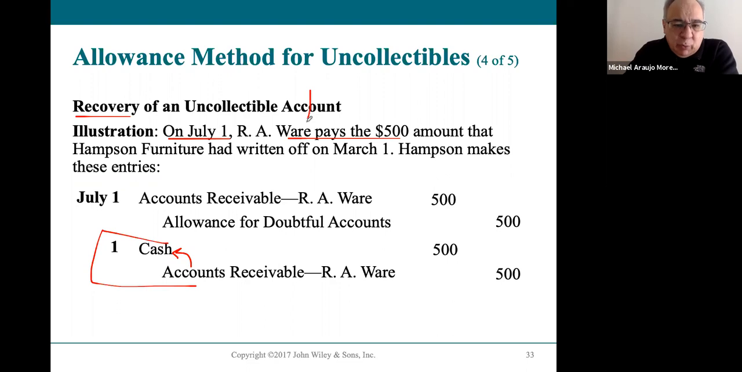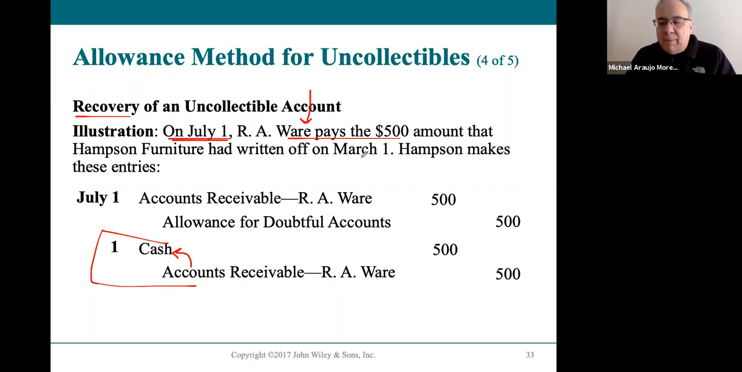Now, would this really happen? Would someone like an RA Ware show up a few months later and pay a bill that they owe for so long? Yes, it would happen. Why is that? Because when you look at these receivables, it's a business to business transaction, right? You and I are not going to be able to go into a store, grab a bunch of stuff, and say, "Yeah, I'll pay you later." Right? We'll be in handcuffs. So these are businesses doing business with other businesses who decide to sell them stuff on account, and they're waiting to receive the money later.